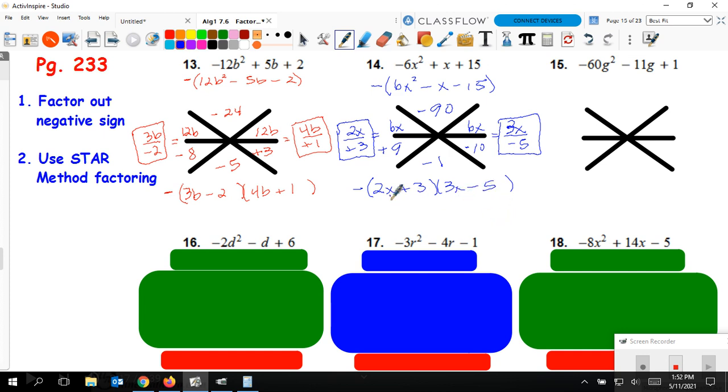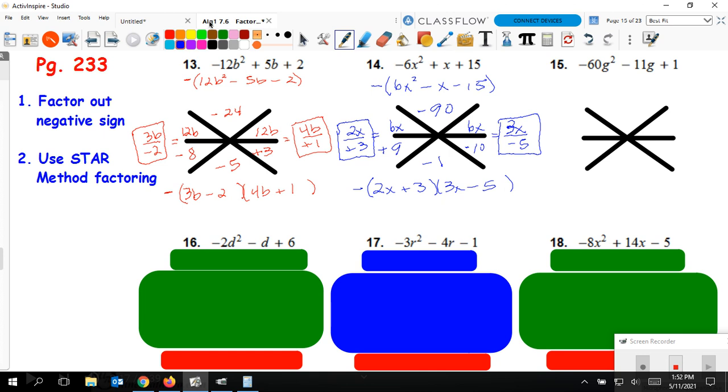Again, you can always check yourself. First terms give you that 6x squared. From here, outside and inside, that's going to give you 10x and 9x, so negative 10x, positive 9x gives you that negative x in the middle, and 3 times negative 5 is the negative 15.